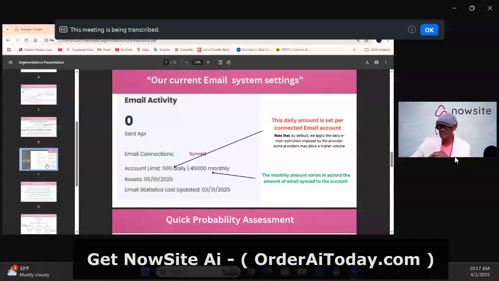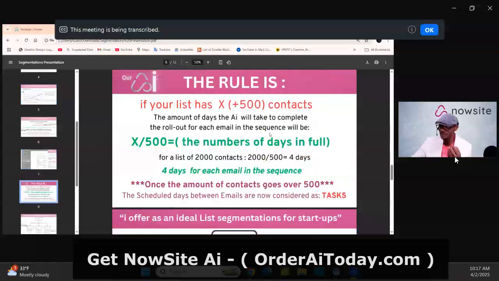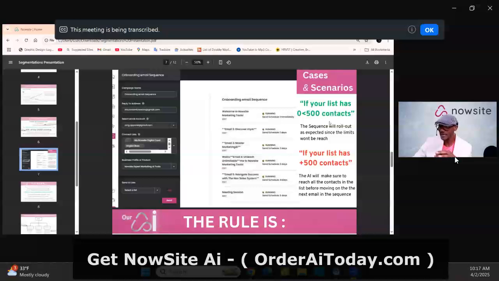Coming back to these email sequences and the rule that we are discussing, whenever you have a sequence of emails that is assigned to a list, you have to consider the volume of contacts in the list versus the number of emails in the sequence. Why? Because that will impact the rollout. Coming back again to that conversation, when the list is under 500, the rollout works as we have put it forward.